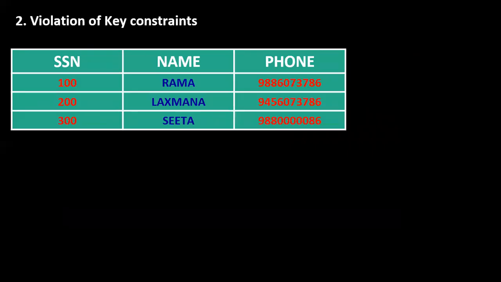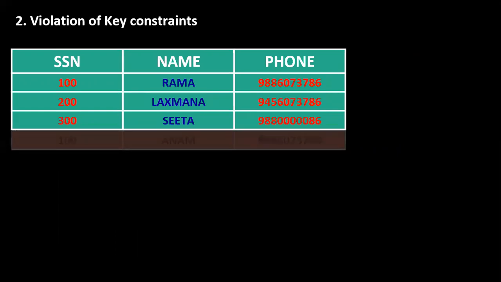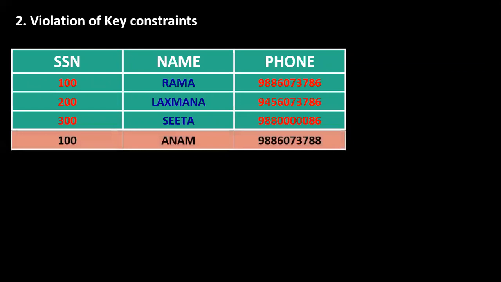Now if we go for violation of key constraints: the primary key value cannot be duplicate. Initially I have a table where all primary key values are unique. Now I am entering a new row. Here in this row, for SSN I have entered 100 once again, which means it is violating the key constraint. Key constraint means the primary key value should not be the same. So this is violated.